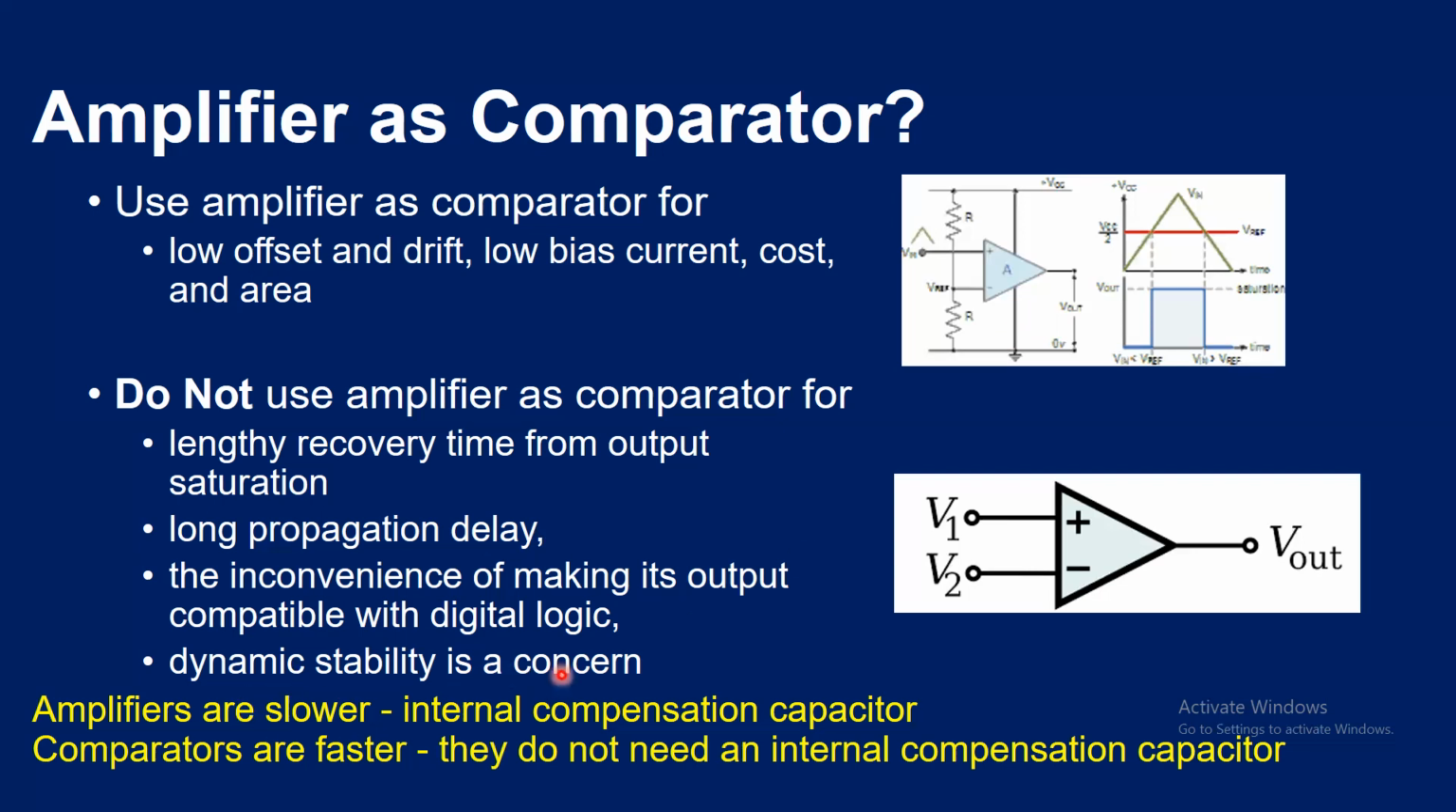Dynamic stability is also a concern, again because of the internal capacitances, that is the Miller capacitance. But in a dedicated comparator IC, we don't need a compensation capacitor, so usually they are faster. In conclusion, amplifiers are slower, because they use an internal compensation capacitor or Miller capacitance, usually at the output stage of the amplifier. And comparators are faster. Why? Because they do not need an internal compensation capacitor. So you need to remember that.